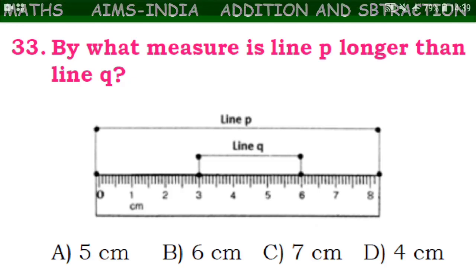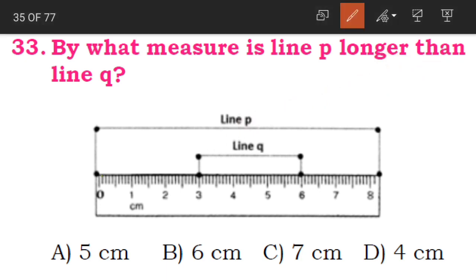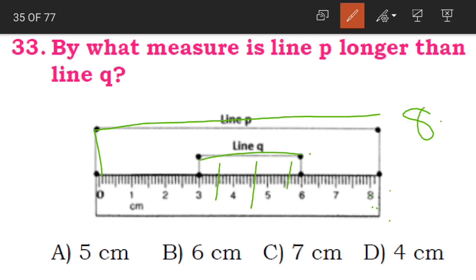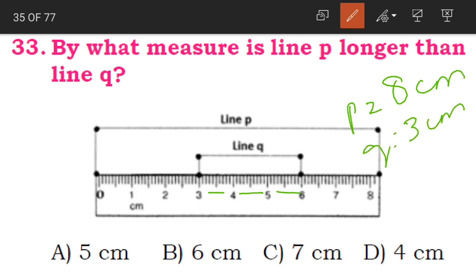Moving on to question number 33. By what measure is line P longer than line Q? What is the length of line P? Yes, 8 centimeters. Now what is the length of line Q? 1, 2, 3. 3 centimeters. 8 centimeters and 3 centimeters. P is 8, Q is 3.